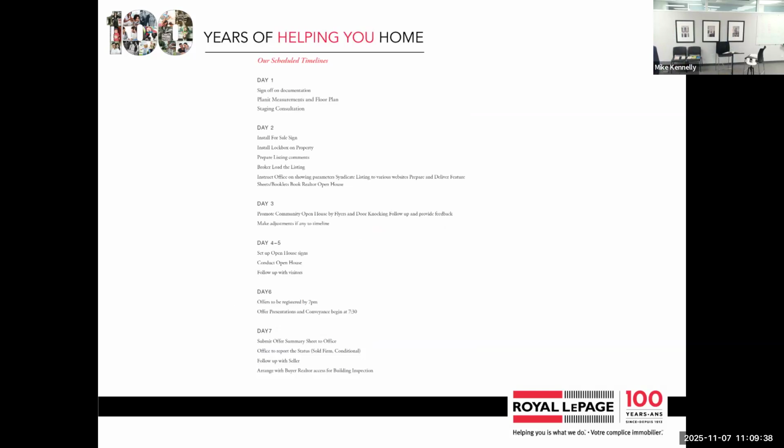Have you looked at it already? That's why I put it there for you to look. Okay, so this is just an example timeline for taking a listing, okay, of what I'm going to do. You can see it only goes to day 7.